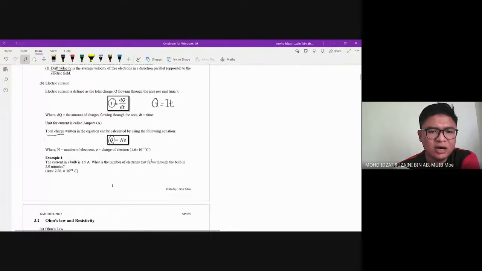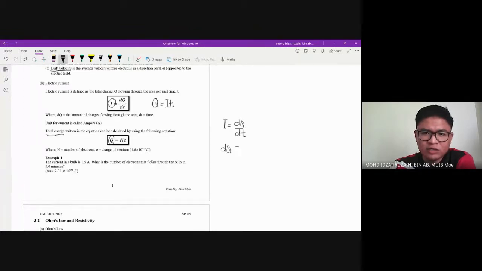Example number 1. The current in a bulb is 1.5 ampere. What is the number of electrons that flow through the bulb in 5 minutes? In this case you apply the equation I equals dq over dt. You want to find the value of dq. dq equals I times dt equals 1.5 times t, which is given as 5 minutes times 60 seconds. The time must be calculated in seconds.